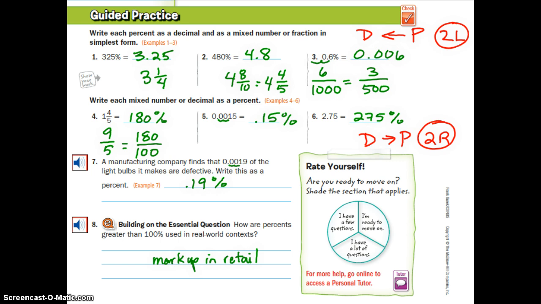Down at the bottom it says, how are percents greater than 100 used in the real world context? Every time you go to the department store, when they buy an item, they're going to mark it up more than 100% so that they can sell it as a profit. So in retail, you will always see markups greater than 100%.